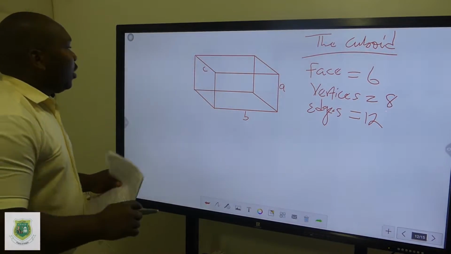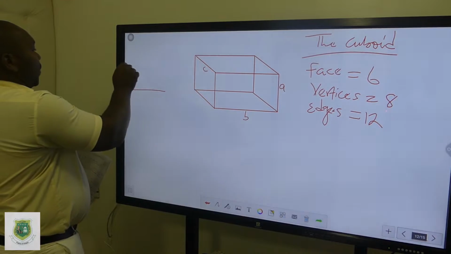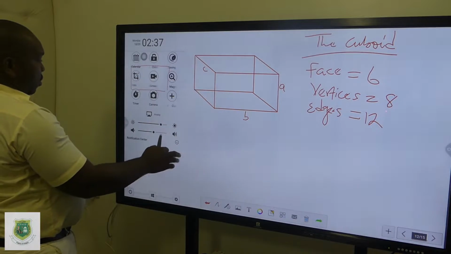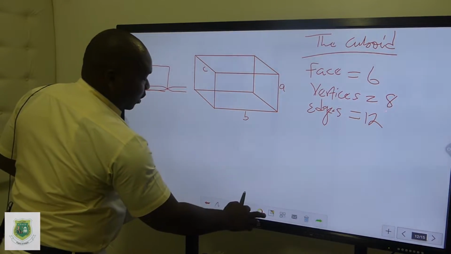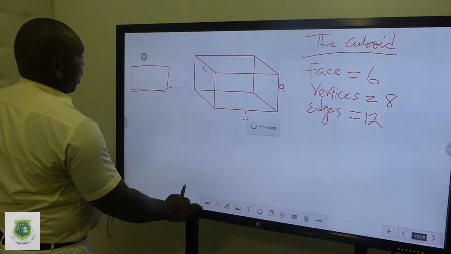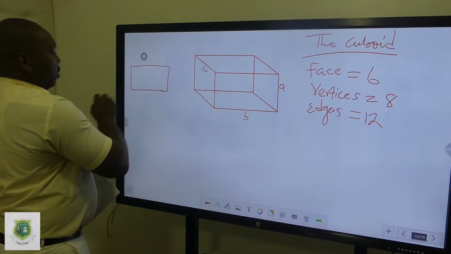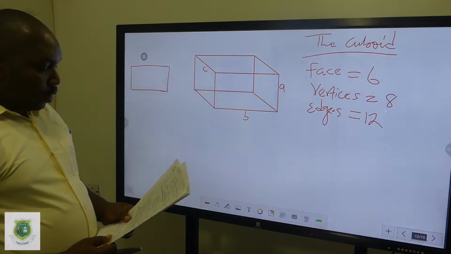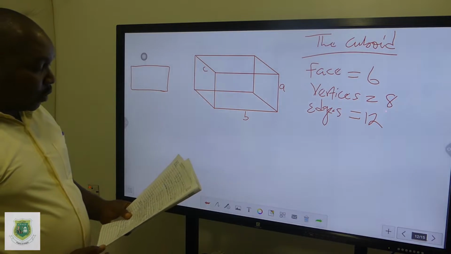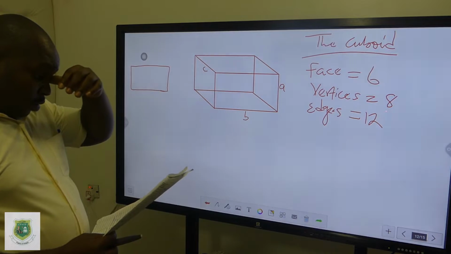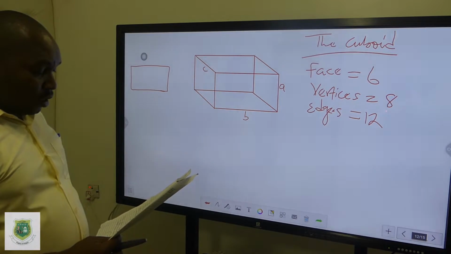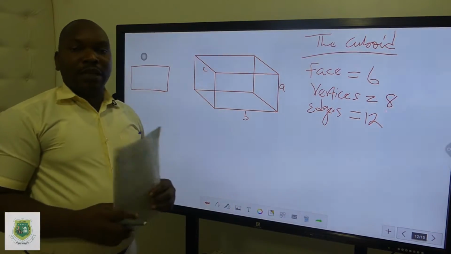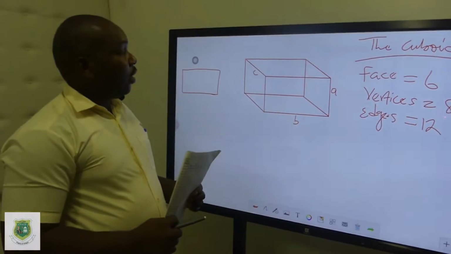cuboid is formed with the help of rectangle. So, it's rectangle that form the cuboid. So, they are all composite shapes, I mean to say. So, example of cuboid is a box of match. We have matches is a typical example of cuboid.